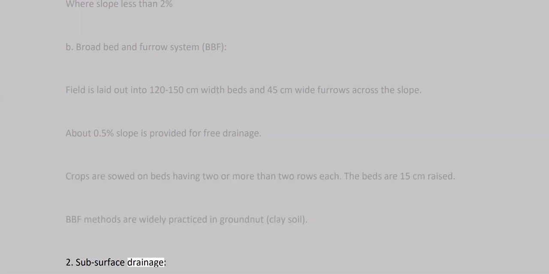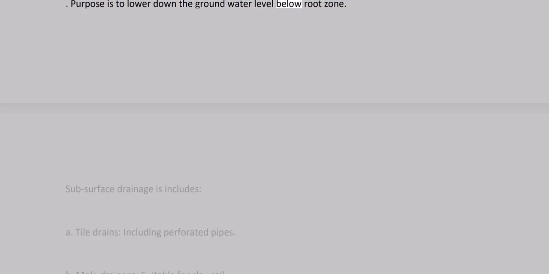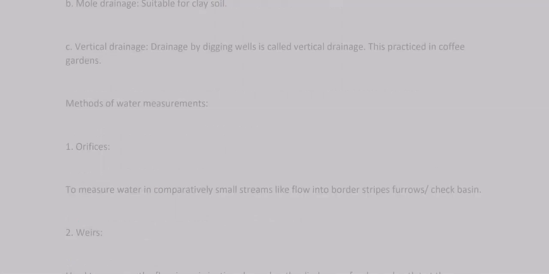2. Subsurface drainage. Purpose is to lower the ground water level below the root zone. Subsurface drainage includes: A. Tile drains, including perforated pipes. B. Mole drainage, suitable for clay soil. C. Vertical drainage. Drainage by digging wells is called vertical drainage. This is practiced in coffee gardens.